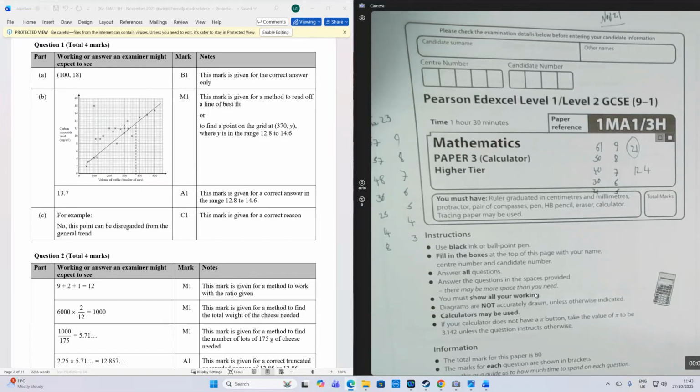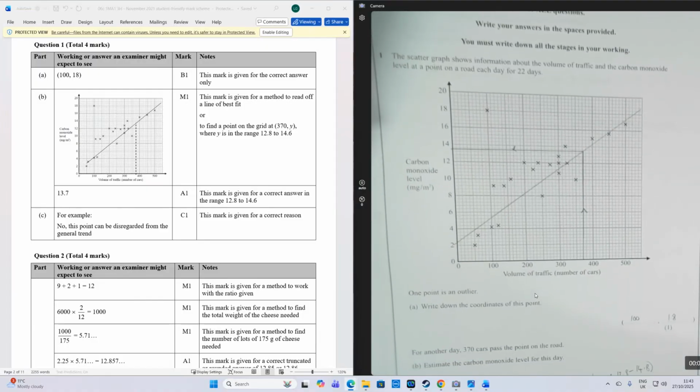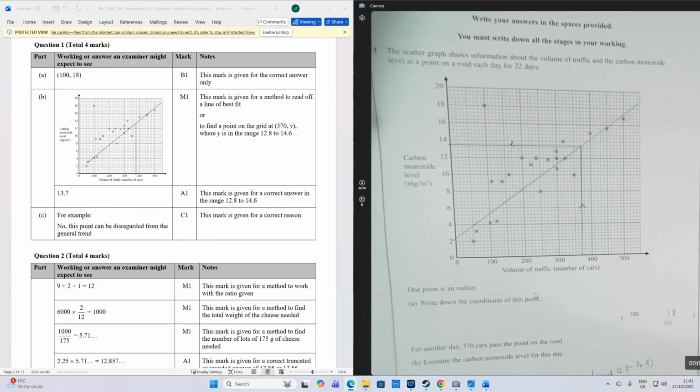Paper 3 today, November 2021. So let's have a look at the first few questions. What's the first question say? It says a scatter graph shows the information about the volume of traffic and carbon monoxide level at a point on a road each day for 22 days.